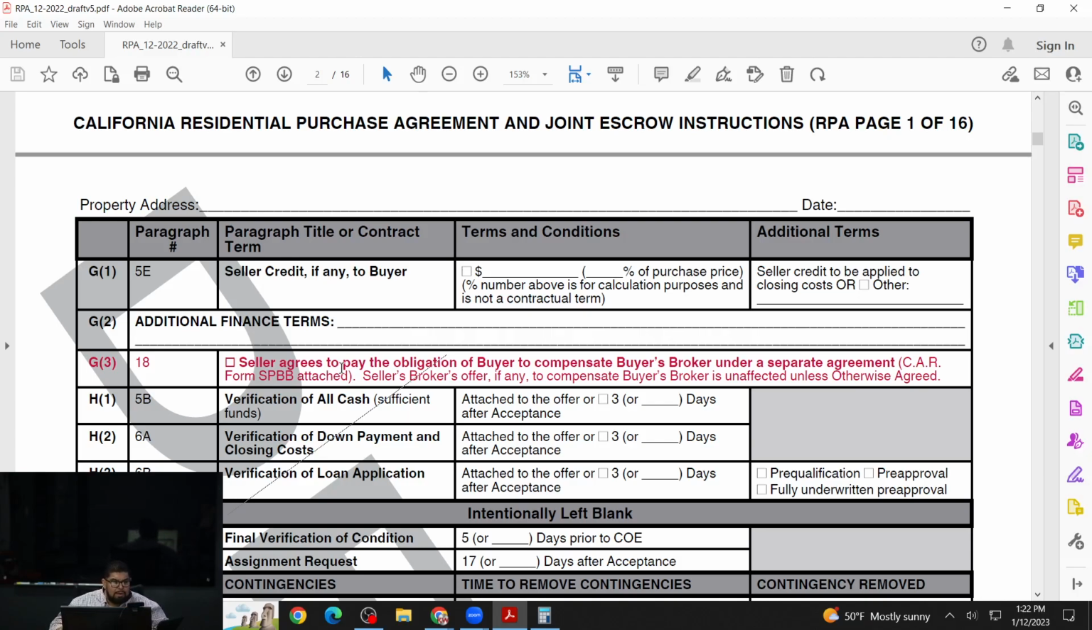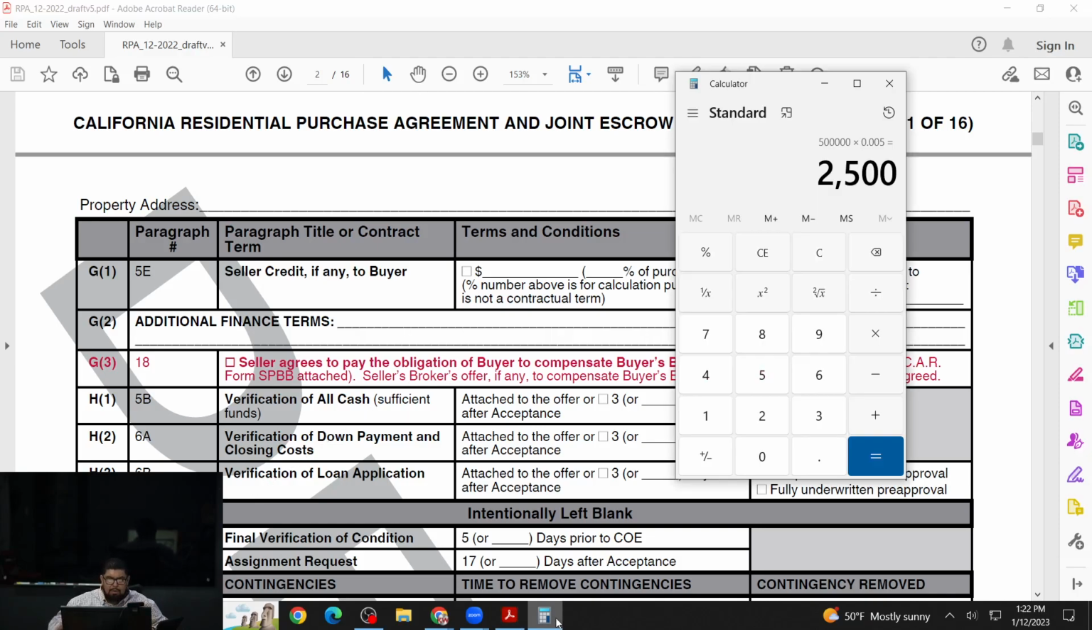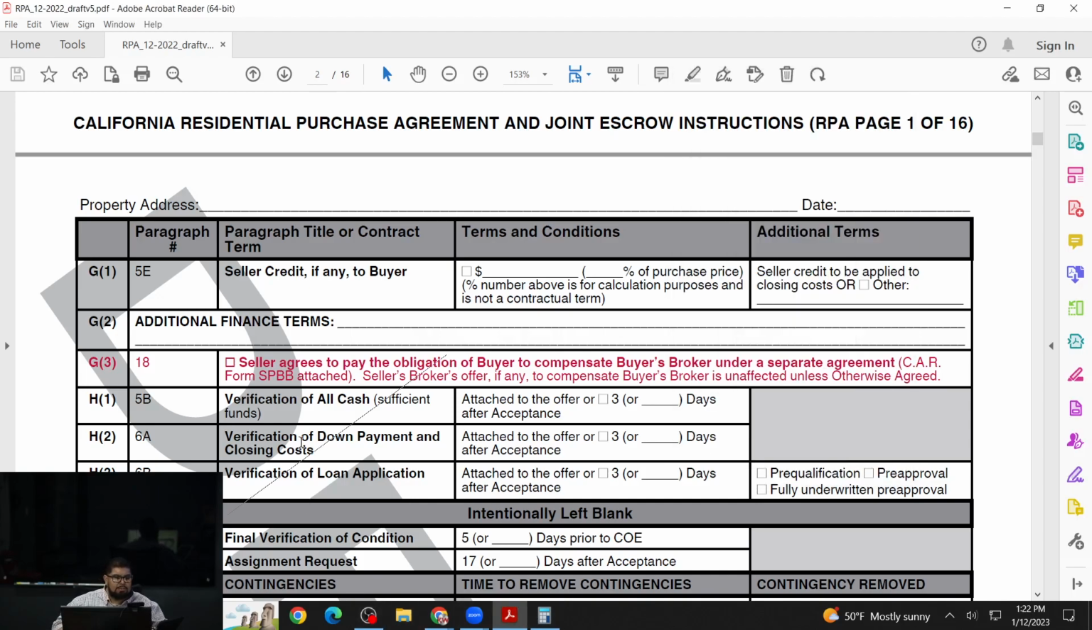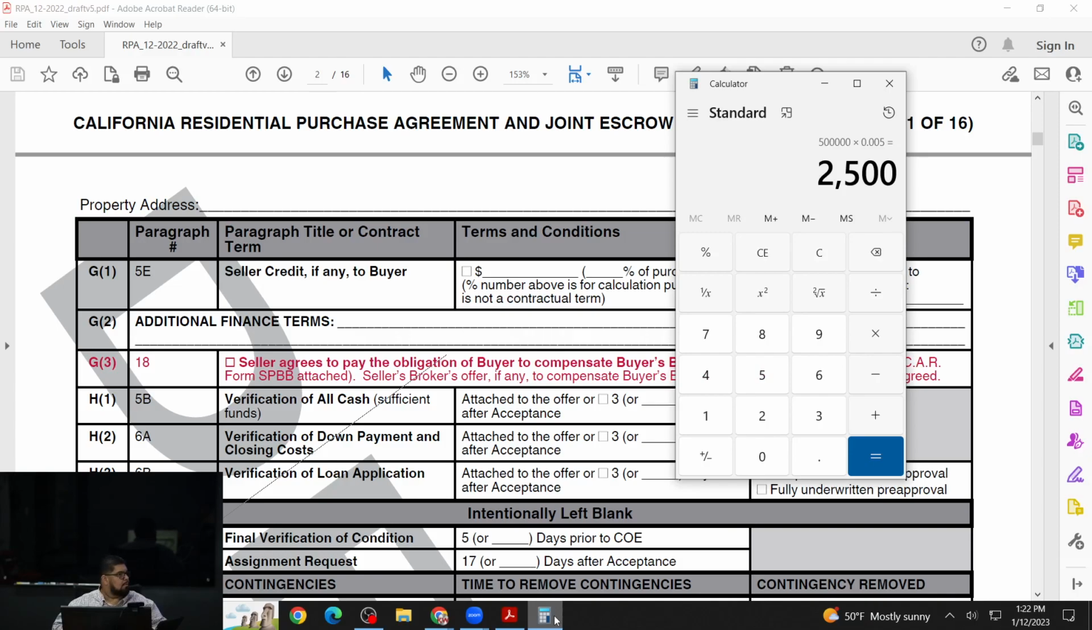So the seller agrees to pay the obligation of the buyer. Who did you sign the BRE with, or the agreement from the buyer to the broker? With the buyer. It says here, the obligation of the buyer. So it's his obligation to do what? Pay you this $2,500 difference, right? But on the contract, we're asking the seller to cover this, essentially pushing your commission up to the 3% that you have agreed with your buyer.